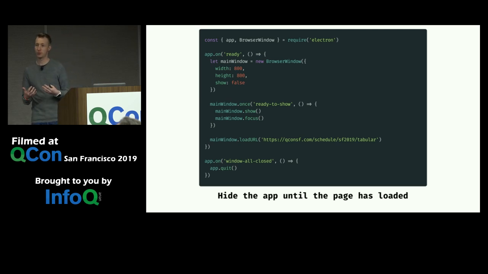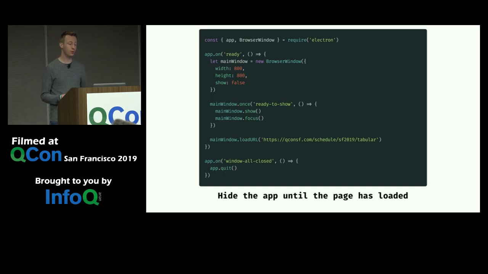So as soon as the user sees your window, it's an app. There's no more loading, there's no more shifting of UI, it's there. But the other thing we want to do here is once we show the window, we want to focus it. This is something that native windows also do. When you show the window, you focus it so that users can immediately interact with it. It's what they expect from native applications. So we can do that with the mainWindow.focus function.